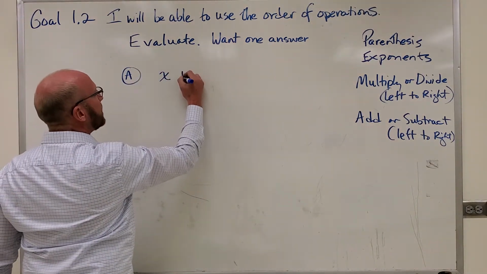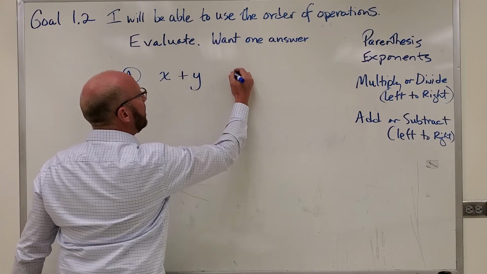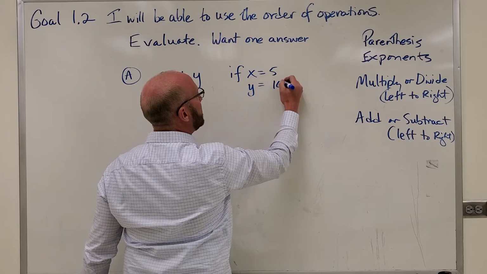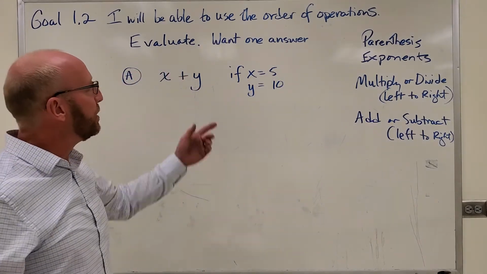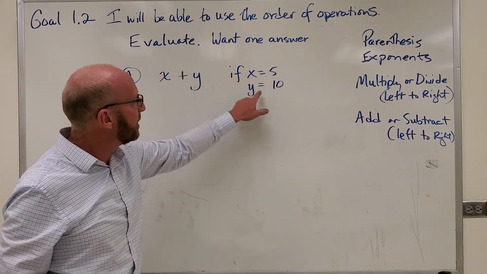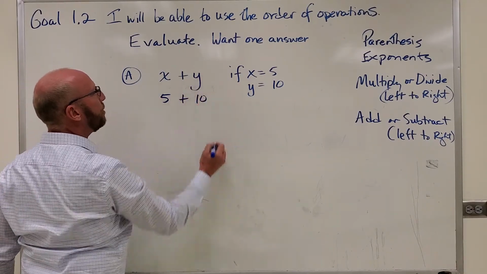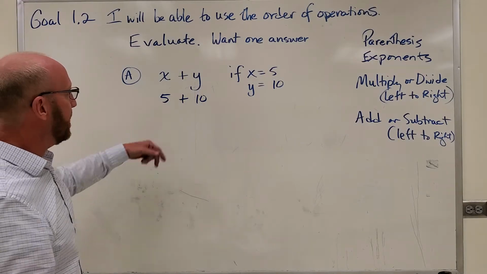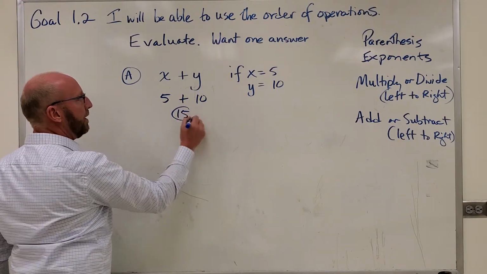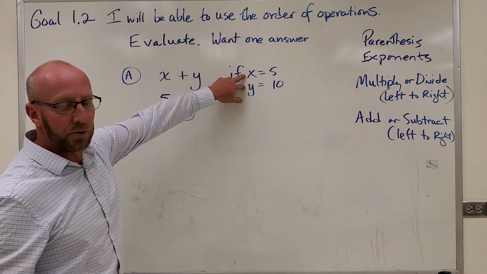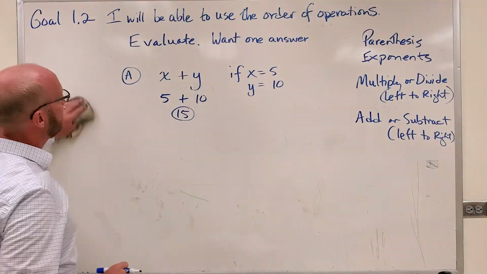If I have x plus y, how much is that if x is equal to 5 and y is equal to 10? What I'm going to do is substitute a 5 in for x and a 10 in for y. Put a 5 in for x, put a 10 in for y. 5 plus 10 is 15. I just evaluated x plus y using those amounts. Letter B.